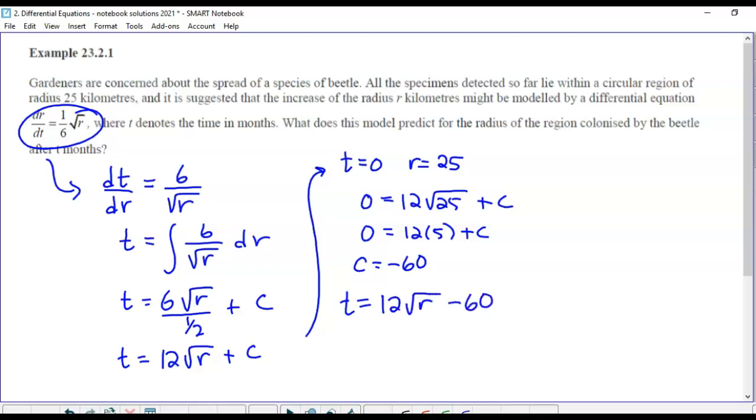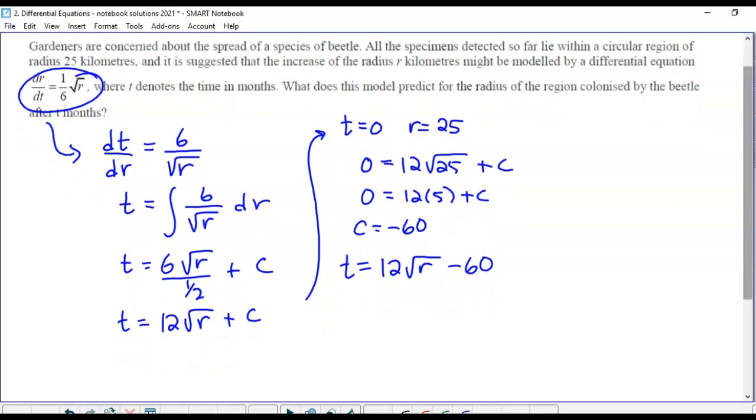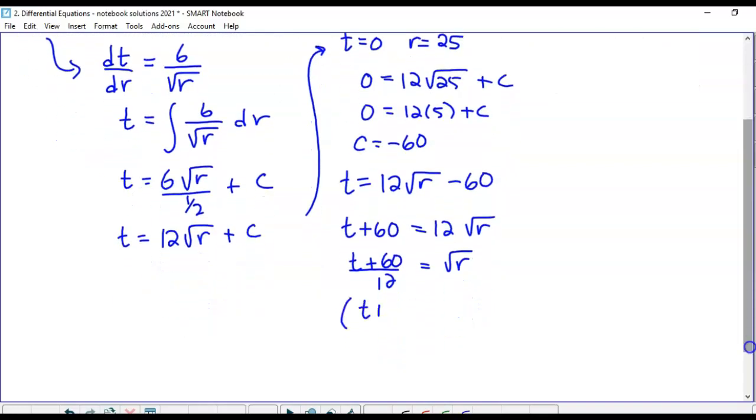And then we want to express it. Remember that's dr/dt, so we want to express it as r equals. So we need to isolate r. Divide by 12 equals root r. Square both sides. So r equals, you can leave it as 12 squared, so you could show it as 1 over 144 times t plus 60 squared, or you can expand it out. Okay.